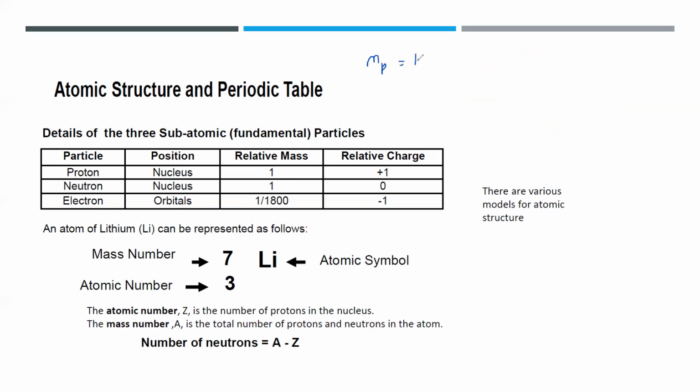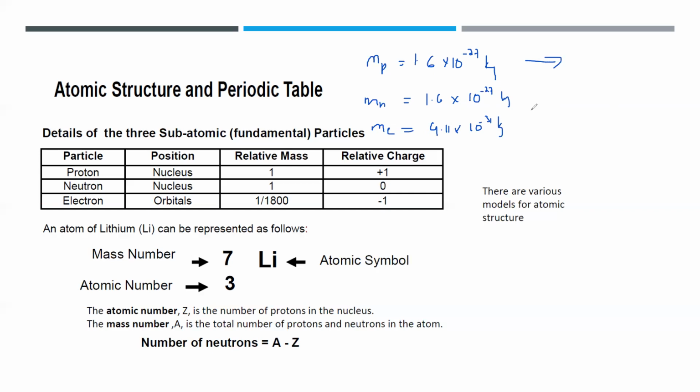So the mass of the proton is 1.6 × 10^-27 kilogram. The mass of the neutron is also 1.6 × 10^-27 kilogram. And the mass of the electron, which is the lightest particle here, is 9.11 × 10^-31 kilogram. These are the actual masses of proton, neutron, and electron.